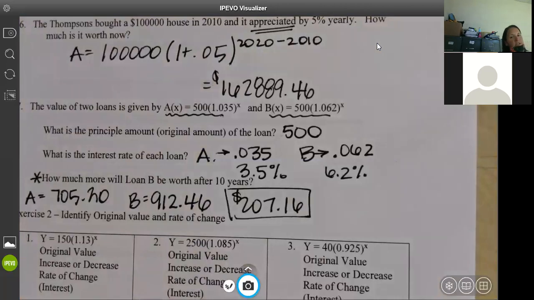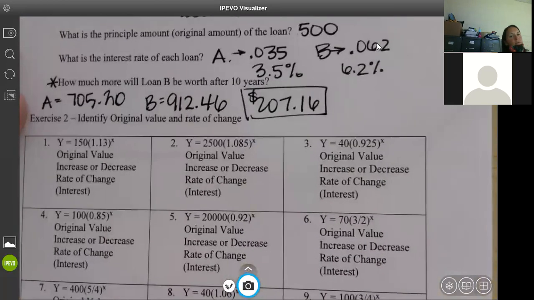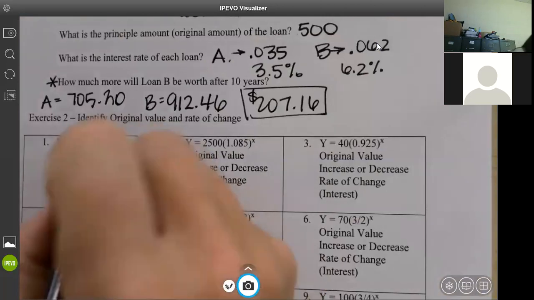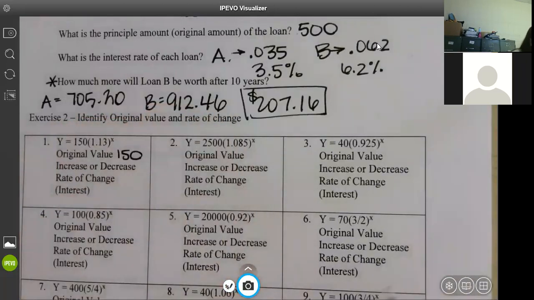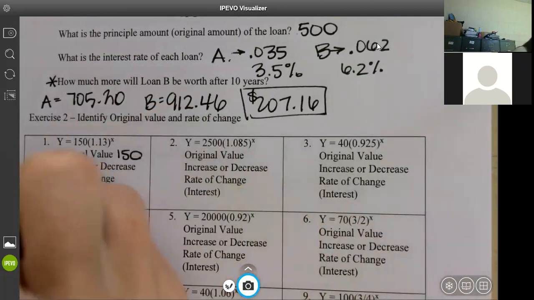All right, same thing as yesterday. On the original value, the increase or decrease, and then the rate of change, just like yesterday. So on the first one, what's your original value? 150. Is this an increase or a decrease? How do you know it's an increase? It's above 1. Anything less than 1, between 0 and 1, is really what it should be, is a decrease. So this one's an increase.